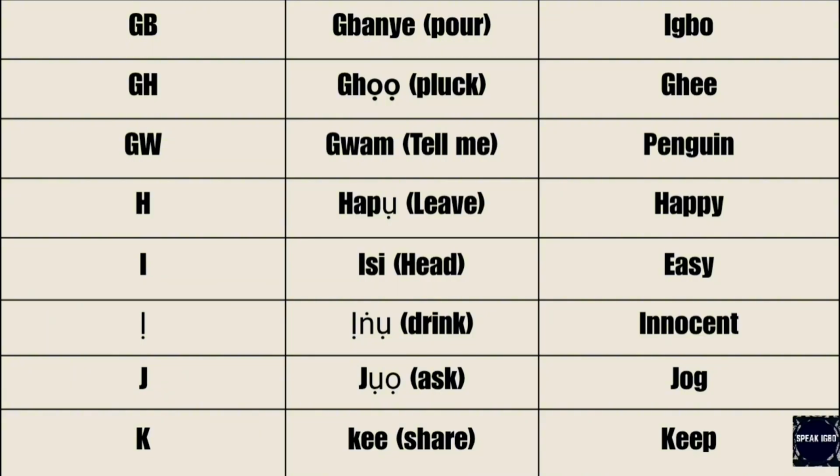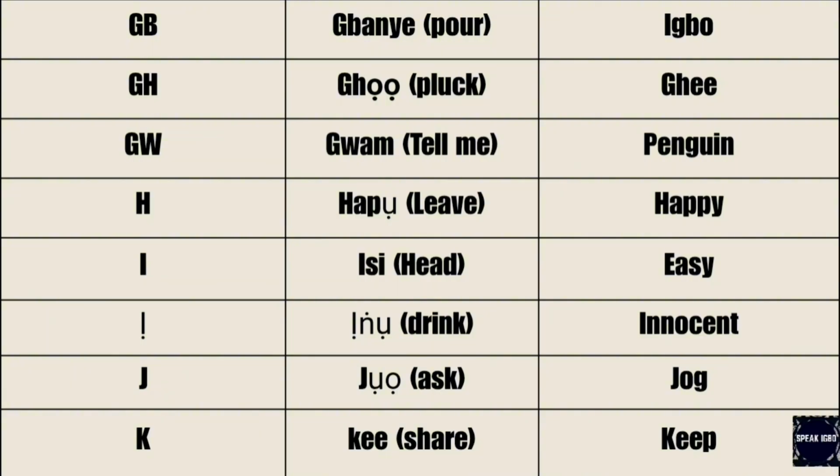The next one is gwe. Guam is the word. Guam means tell me. Guam, tell me. And the English word is penguin. It has this gwe sound there. Though we have to listen very well.